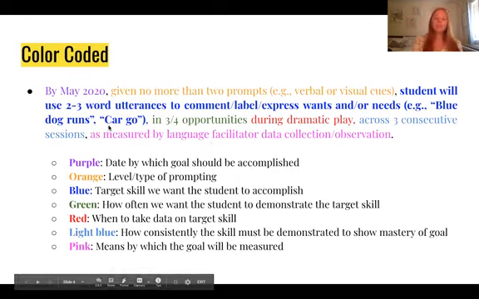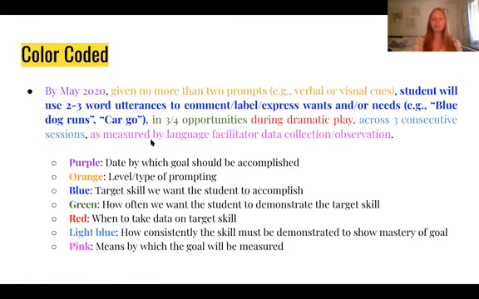So usually it'll say as measured by clinician data collection / observation. In this case, it's language facilitator because you guys at Rosa Parks are the ones taking the data, not us. And sometimes at the school, it'll say by teacher collection, observation, or psychologist, or whatever setting that the child might be in, where an adult might be taking data for the speech language pathologist or the speech language pathologist themselves.